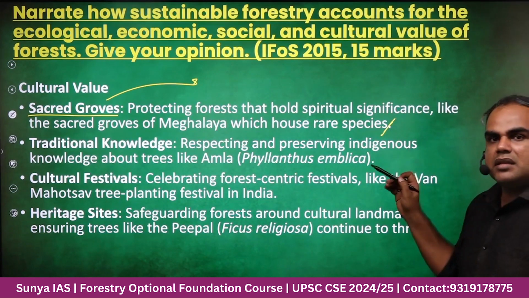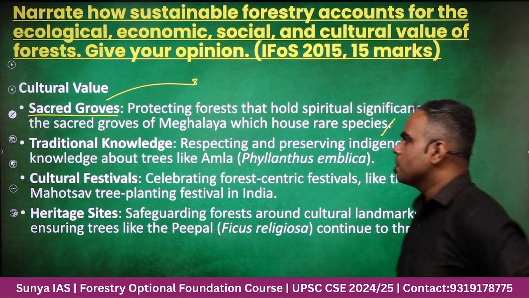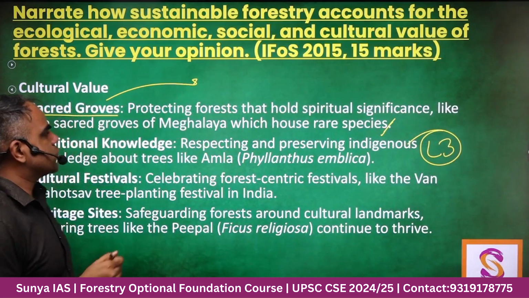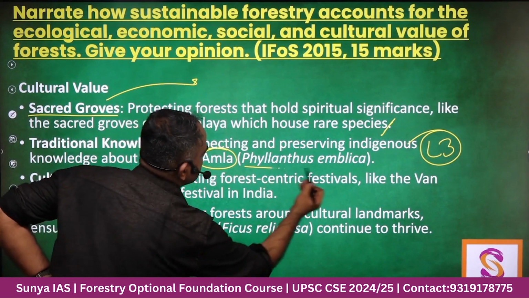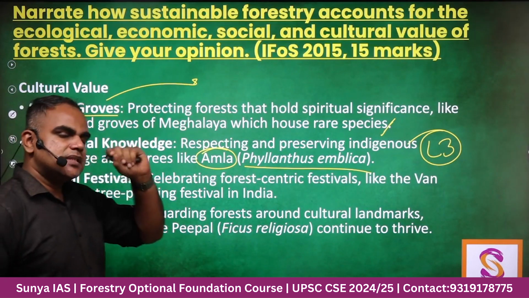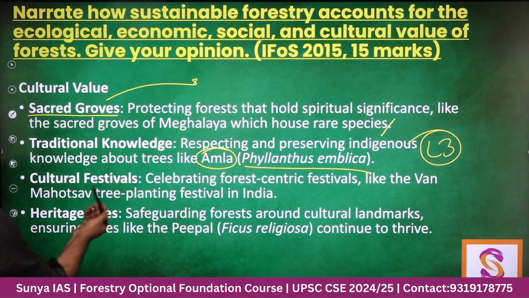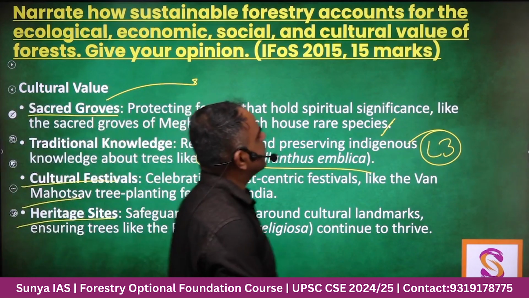Traditional knowledge. This traditional knowledge you will read more about in lecture number 3, and in more detail in ethnobotany of 2B. Here, let's say preserving and respecting knowledge about trees like amla or Indian gooseberry, Phyllanthus emblica, with which you can combat vitamin C deficiency or scurvy. Cultural festivals: of course you celebrate Van Mahotsav, which are basically forest-centric festivals. And heritage sites, which can have cultural landmarks. All of this can contribute to proper thriving.